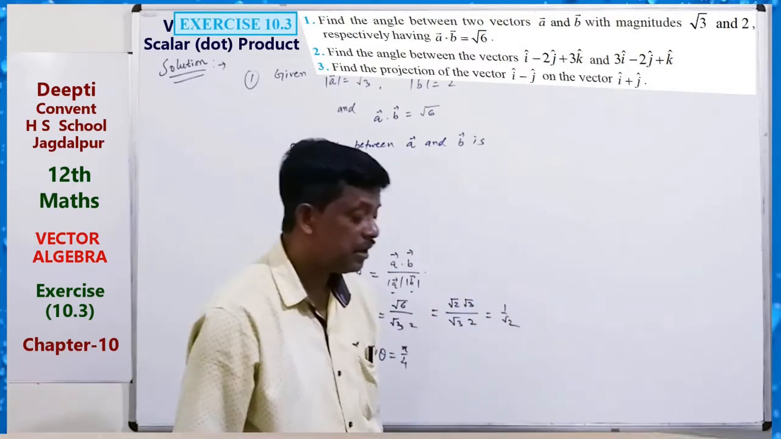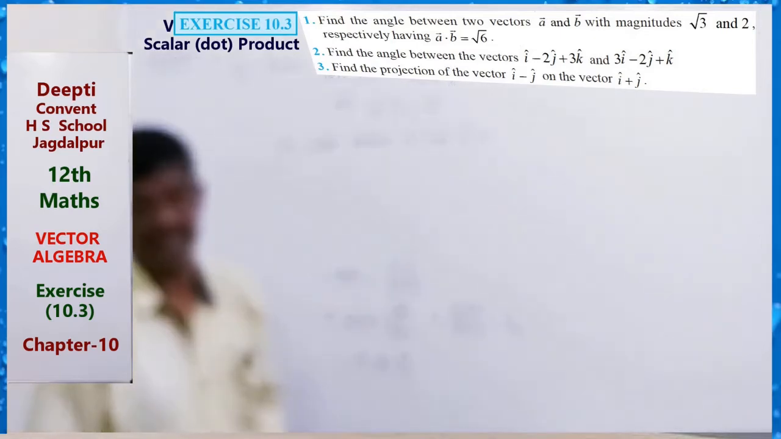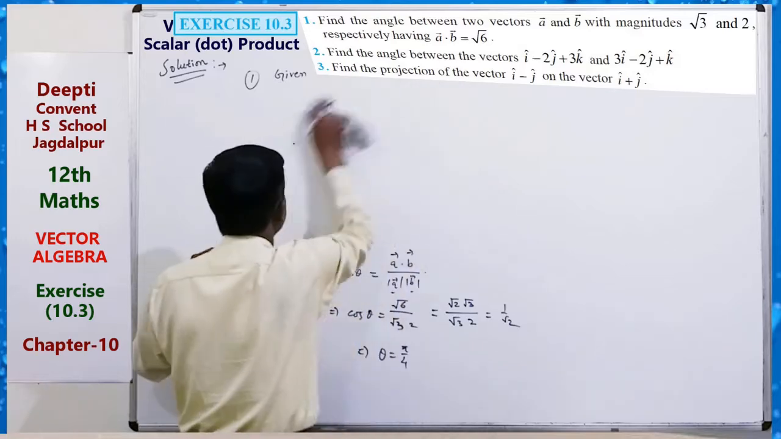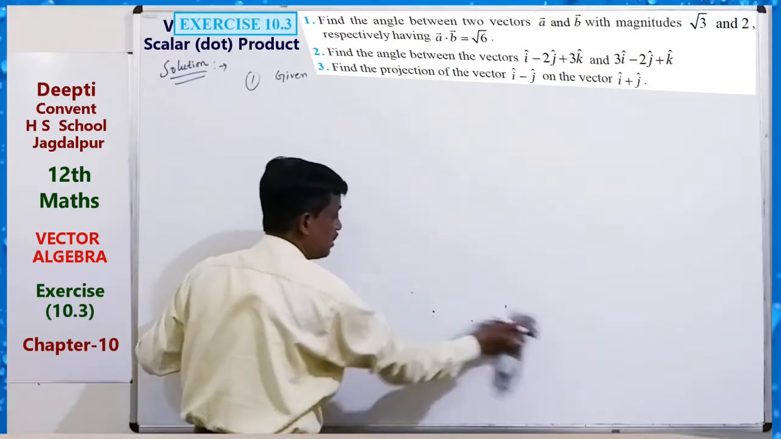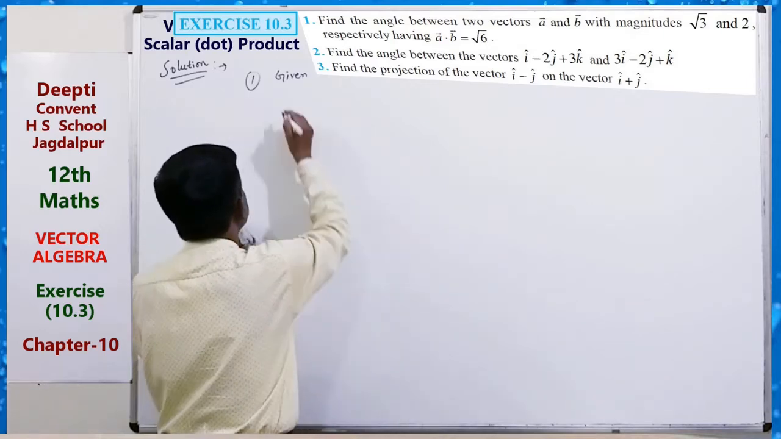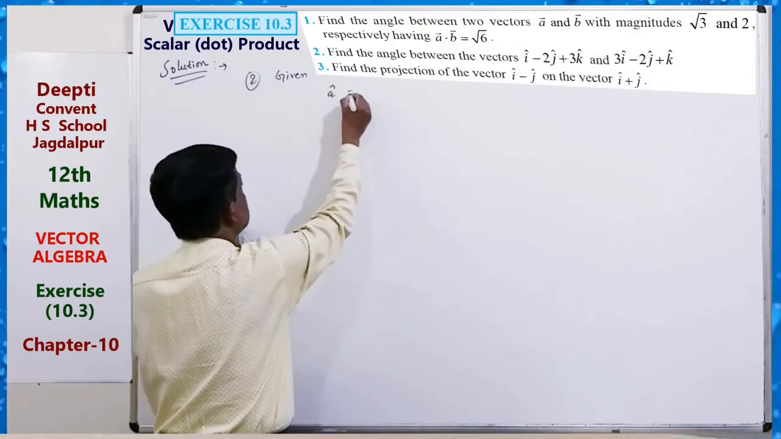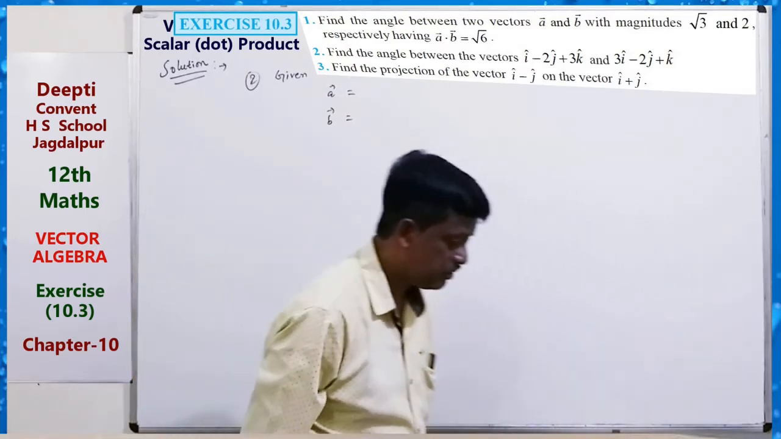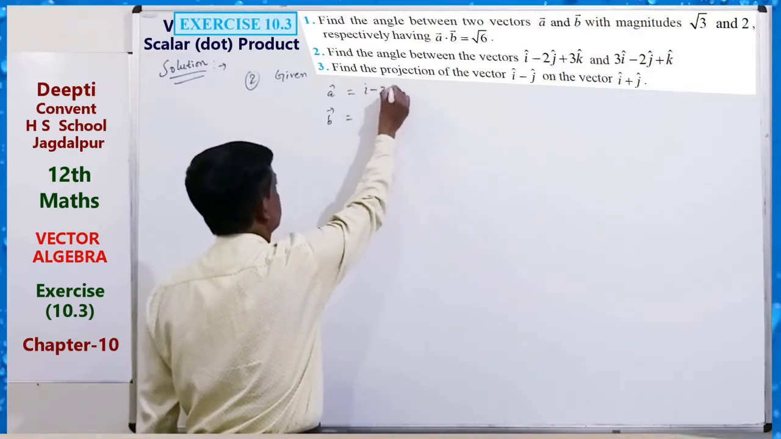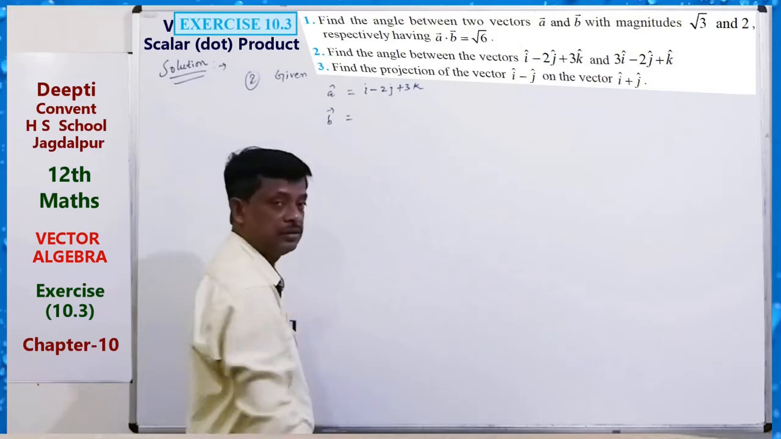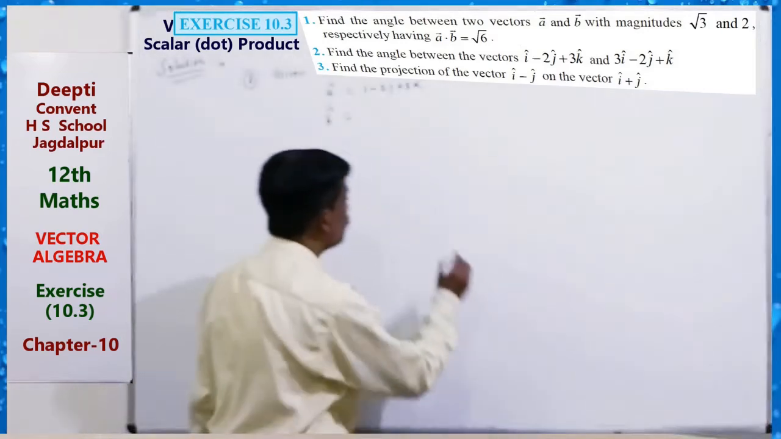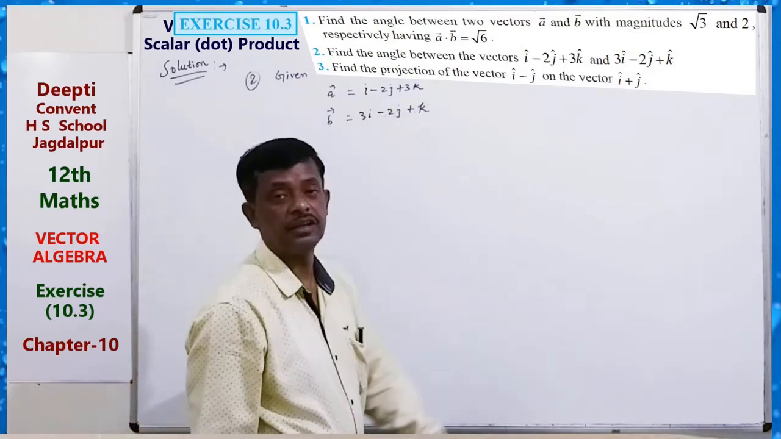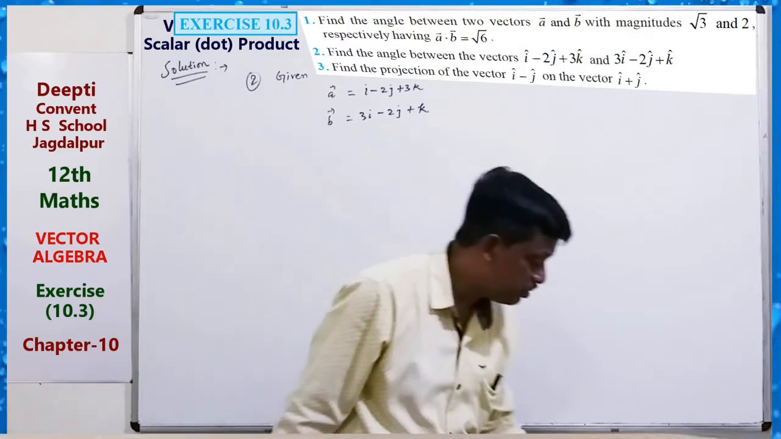The second question is also given for finding angles, but here the vectors are given in their component form. Vector A and vector B are both given in component form. The second question: A is i minus 2j plus 3k, and B is 3i minus 2j plus k. These are the given vectors, and we have to find the angle between these two.